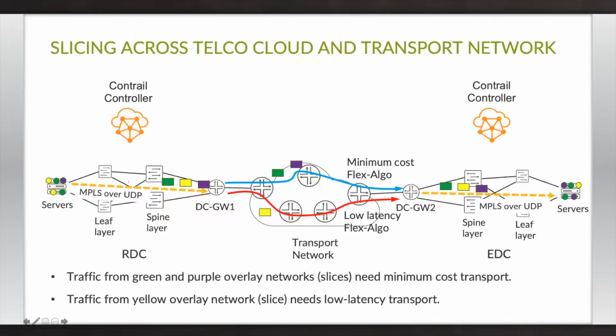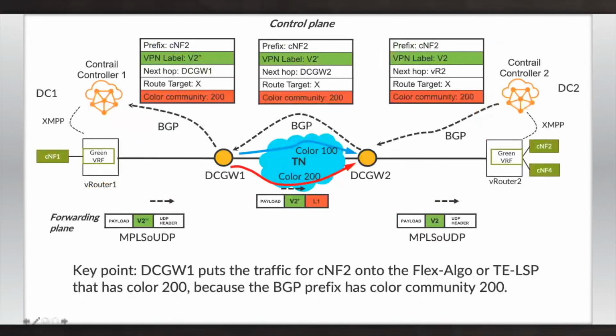And so what you'll have is an MPLS over UDP tunnel carrying layer 3 VPN labeled packets across the spine-leaf to the DC gateway. So it's the DC gateway that's doing the mapping into the correct transport on the basis of color community. And so we can zoom in and look at how that's working in more detail in this slide.